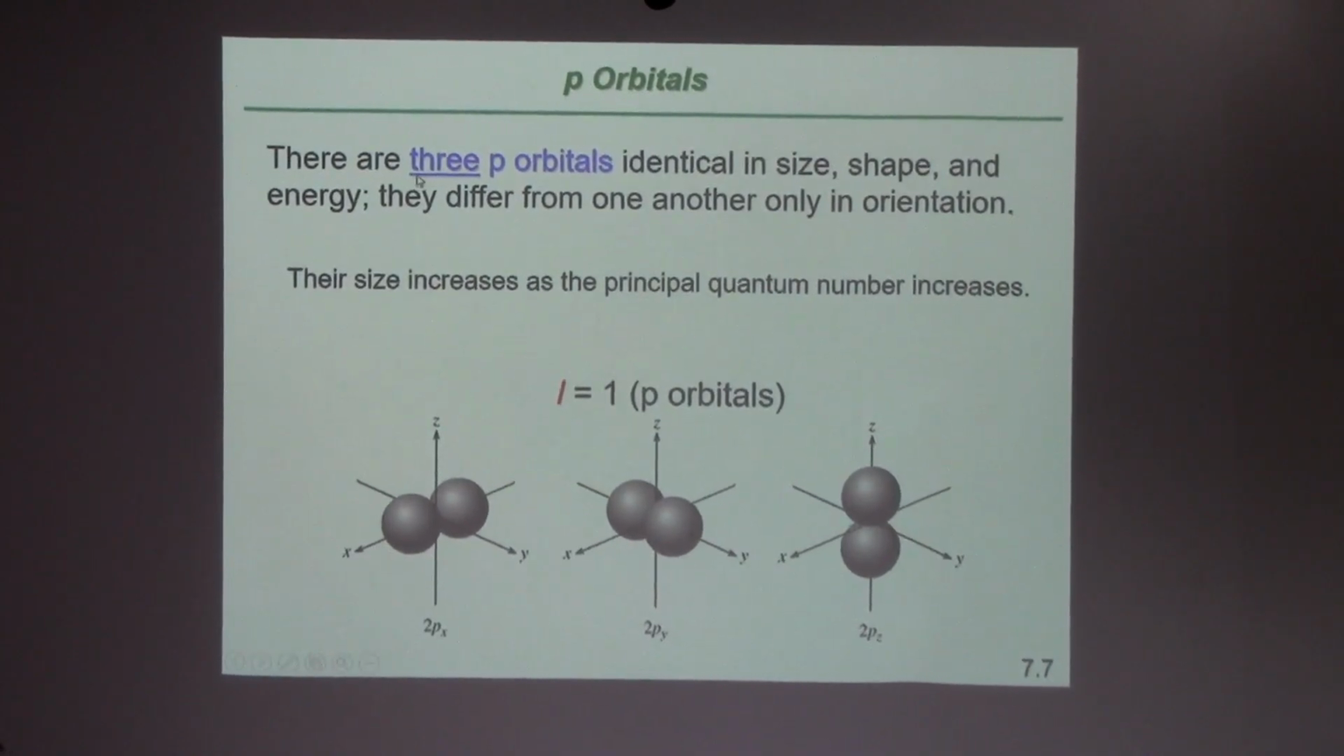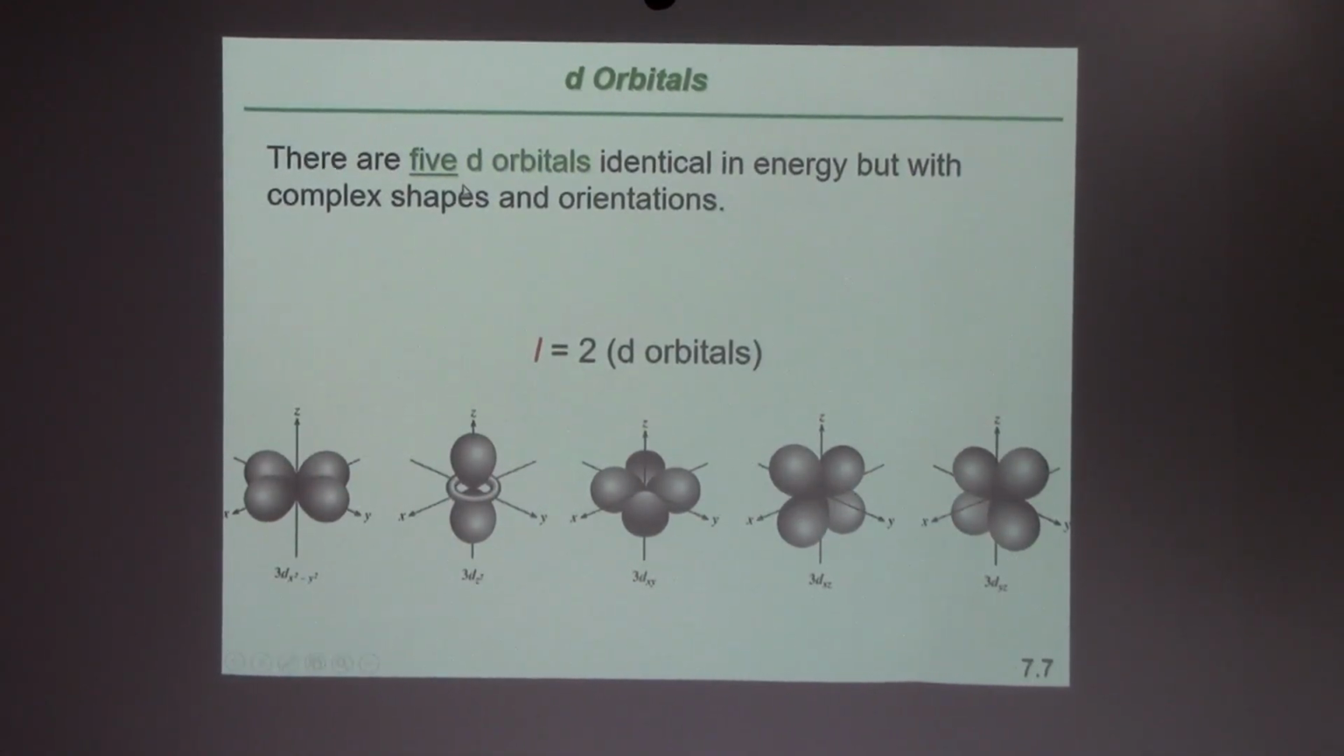P orbitals, there are 3 of them. They are identical in size, shape, and energy. The difference is in how they are oriented in space. So here you have 2px, which takes the x-axis. Here you have 2py, and here you have 2pz. They are all of equal energy. They have the same size, same shape, but the orientation is different.